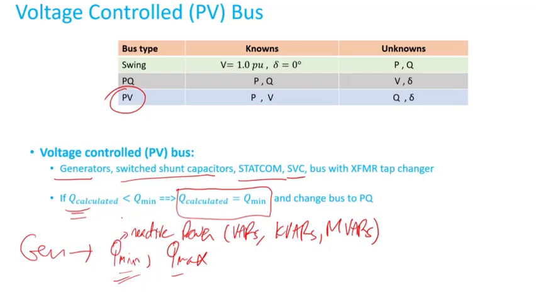As the power flow calculates Q, because for a PV bus Q is not known, it has to be calculated. But if that calculated Q is smaller than Q min, the program would set Q to the minimum, then recalculate and change the bus to PQ. Now Q is a known, so it sets the bus as PQ.